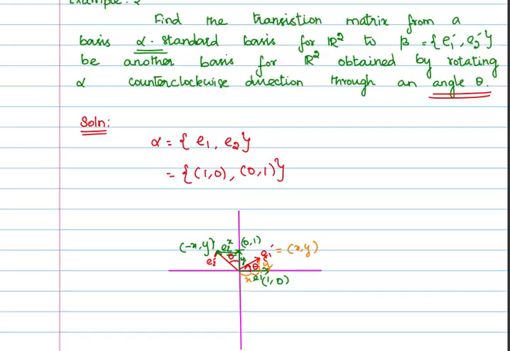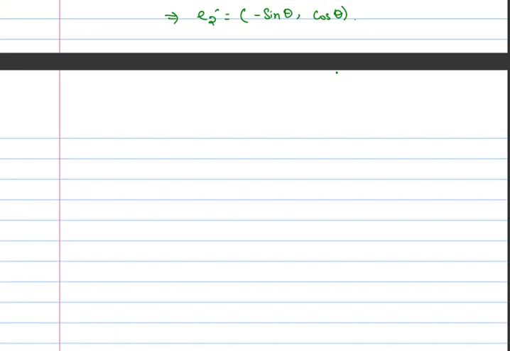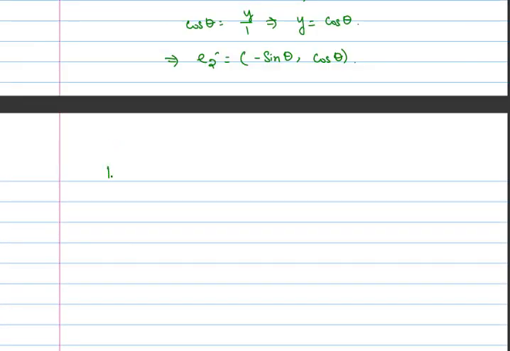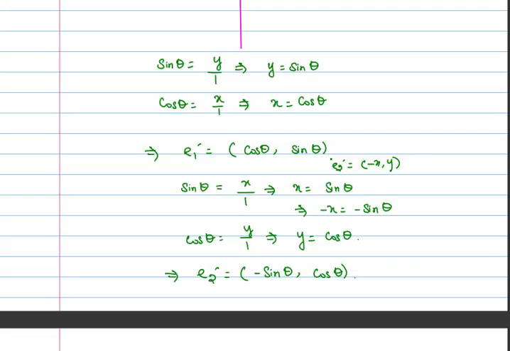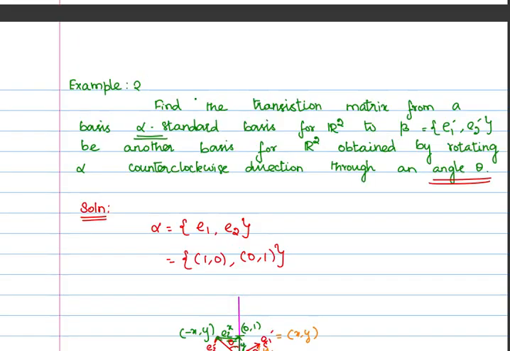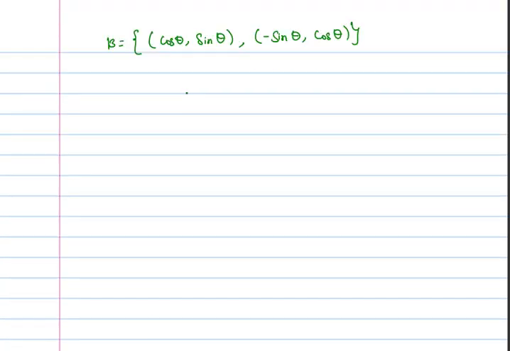So now find what is the beta. Beta is my E1 prime and E2 prime. That is, my beta is cos theta comma sin theta, minus sin theta comma cos theta. This is my beta. So I want to find the transition matrix from alpha to beta.